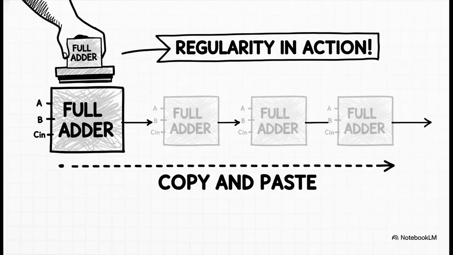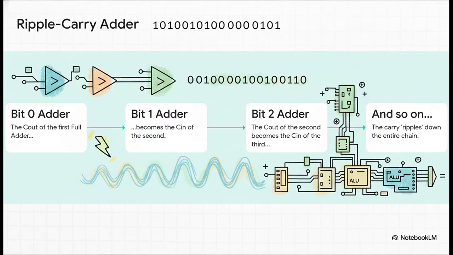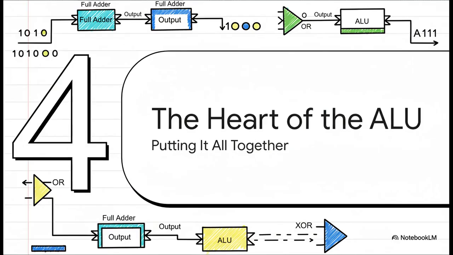And this, right here, this is the magic moment. With the full adder, we have a component that we can just copy and paste. We can chain them together to add numbers of any size. This is that principle of regularity we talked about, in action. To build an 8-bit adder, we just take 8 full adders and line them up. The carry-out from bit 0 becomes the carry-in for bit 1, the carry-out from bit 1 becomes the carry-in for bit 2, and so on. The carry ripples down the line, kind of like a series of falling dominoes, until the final sum is all calculated. So, we've built an adder.